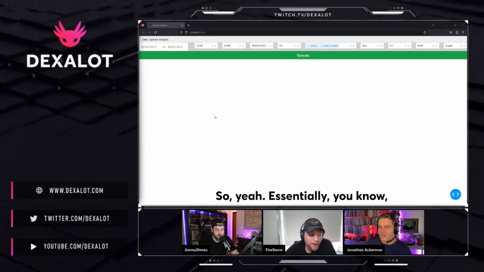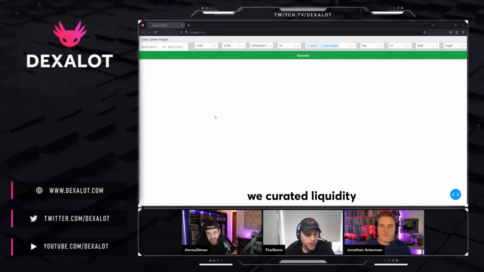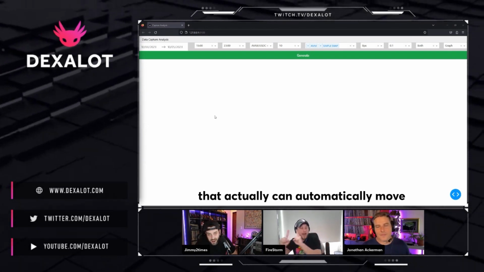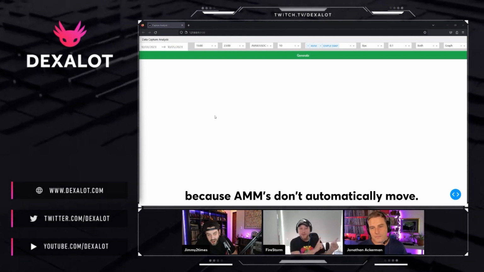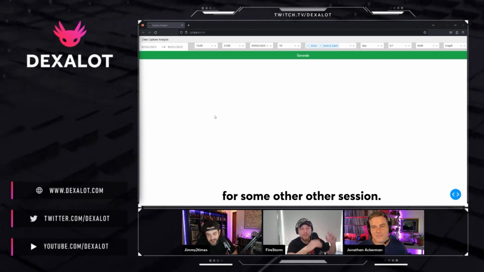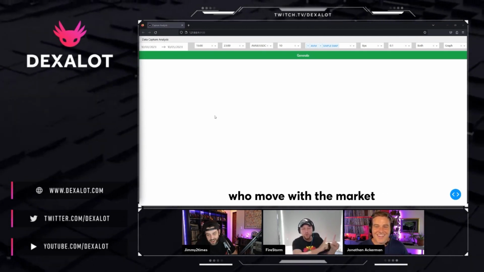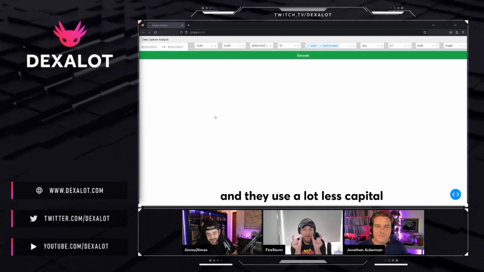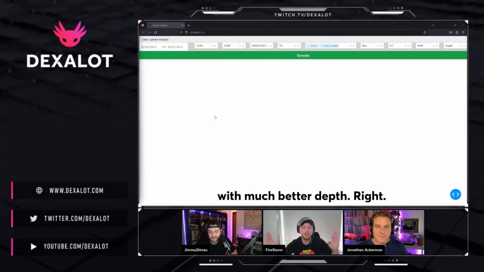So yeah. Essentially, we curated liquidity that can automatically move with the market, unlike an AMM. Because AMMs don't automatically move, that means impermanent loss, maybe for some other session. But we have professional market makers who move with the market, and they use a lot less capital to provide a much tighter price with much better depth, right?